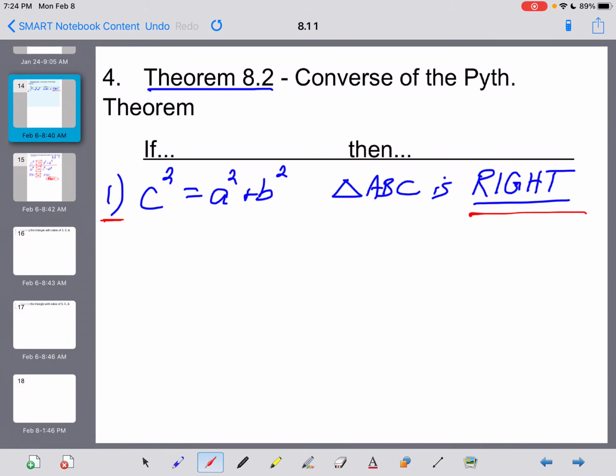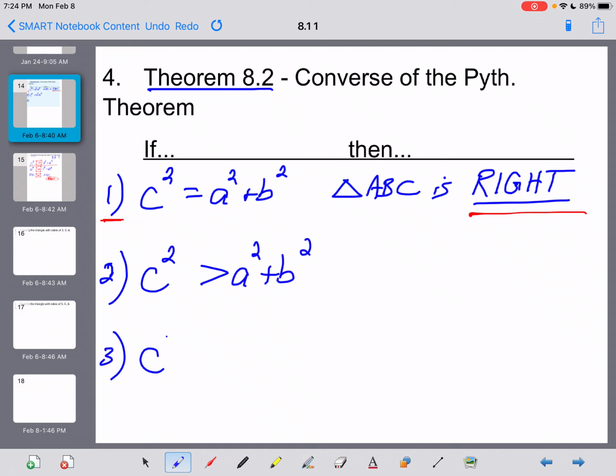Now, you might be able to guess from this point, everybody, where we're going next. There are 3 mathematical possibilities. We've covered one of them. C squared could be equal to a squared plus b squared. The other 2 possibilities are that c squared could be greater than a squared plus b squared. And a third possibility is that c squared is going to be less than a squared plus b squared. And in each one of those cases, we get a triangle that is not a right triangle.